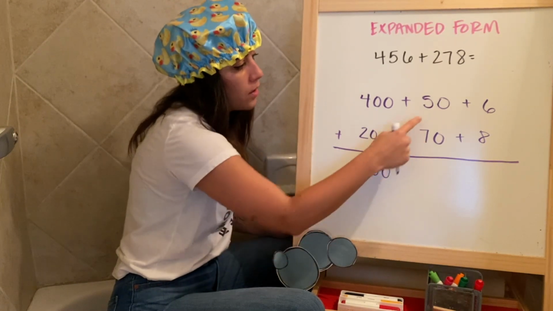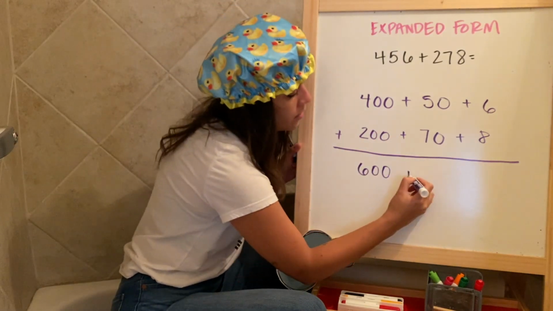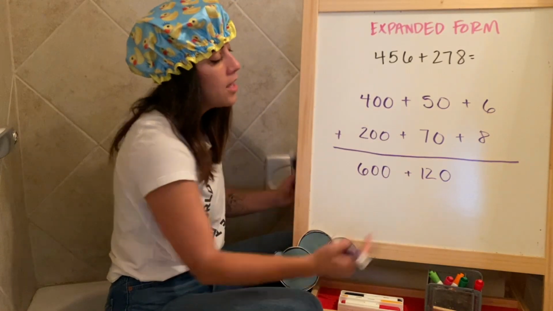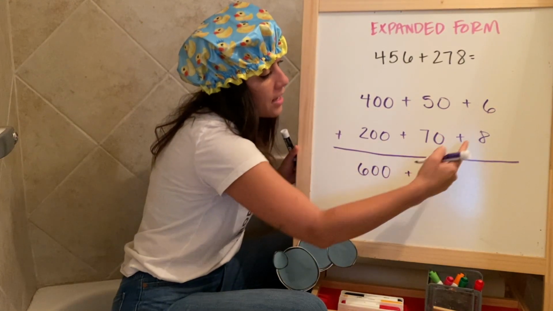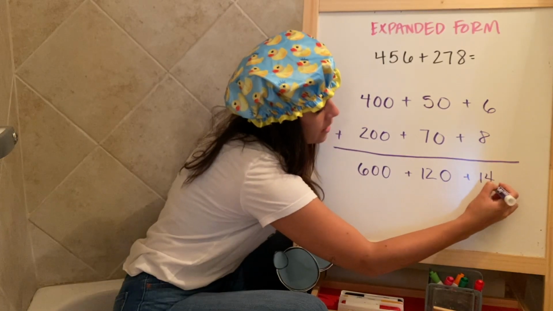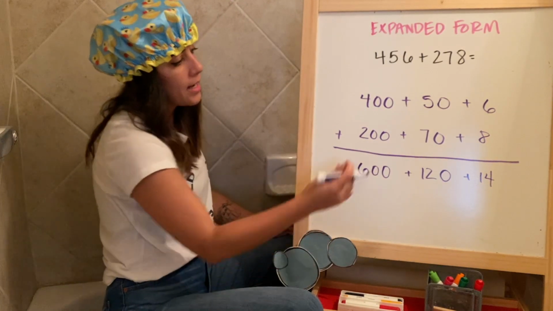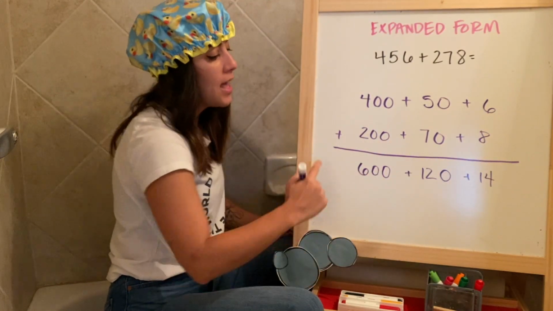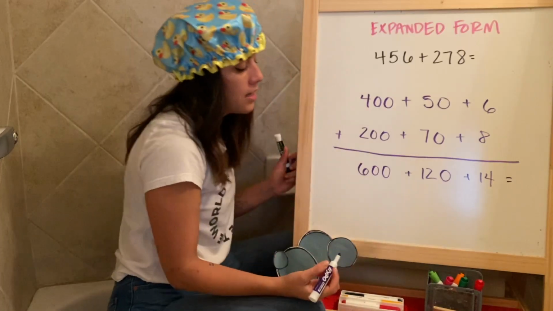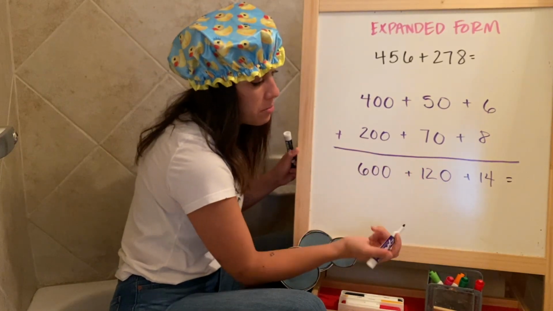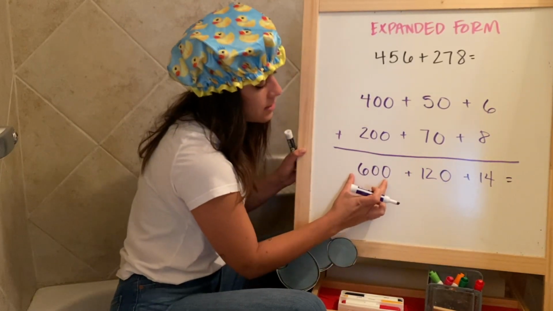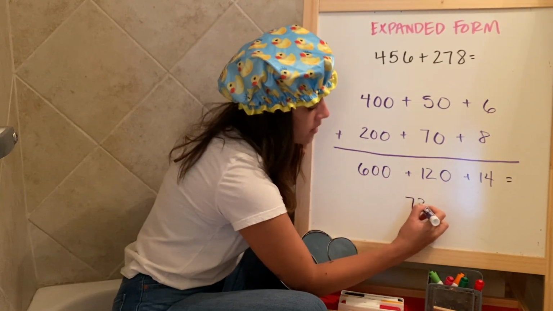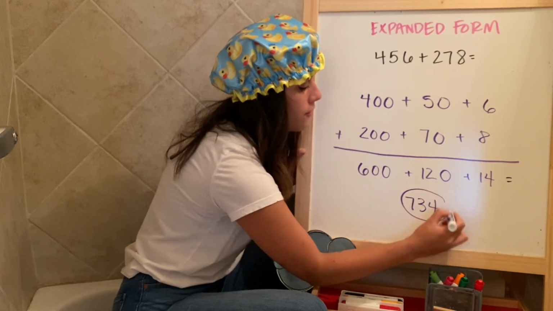50 plus 70, well, 5 plus 7 is 12, so 12 plus the 0 place value, okay? 6 plus 8 equals 14, okay? Now I have added the hundreds place, the tens place, and the ones place, okay? If I were to add these across, again, you can just keep putting them underneath, but if I were to add these across, 600 plus 120, 720, plus another 14, my answer still comes out to 734.